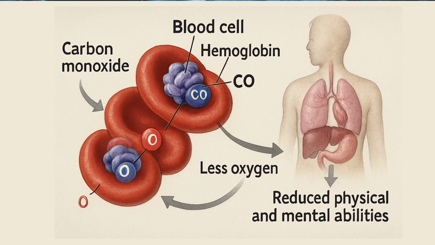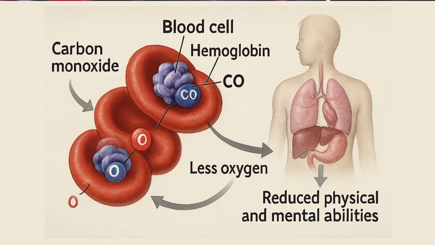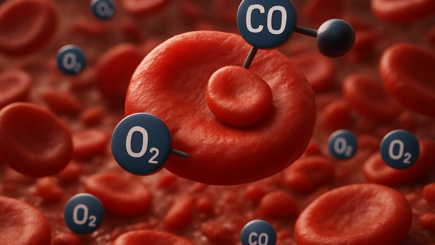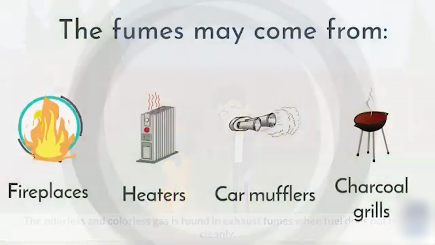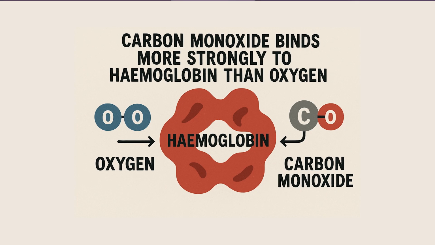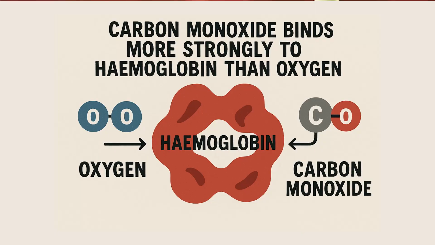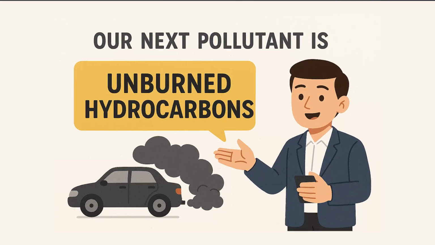Carbon monoxide binds more strongly to hemoglobin than oxygen. The bonds are so strong that normal body functions cannot break them. Persons intoxicated by carbon monoxide must be treated in pressurized chambers, where the pressure makes the carbon monoxide hemoglobin bonds easier to break. So here, our next pollutant is unburned hydrocarbons.